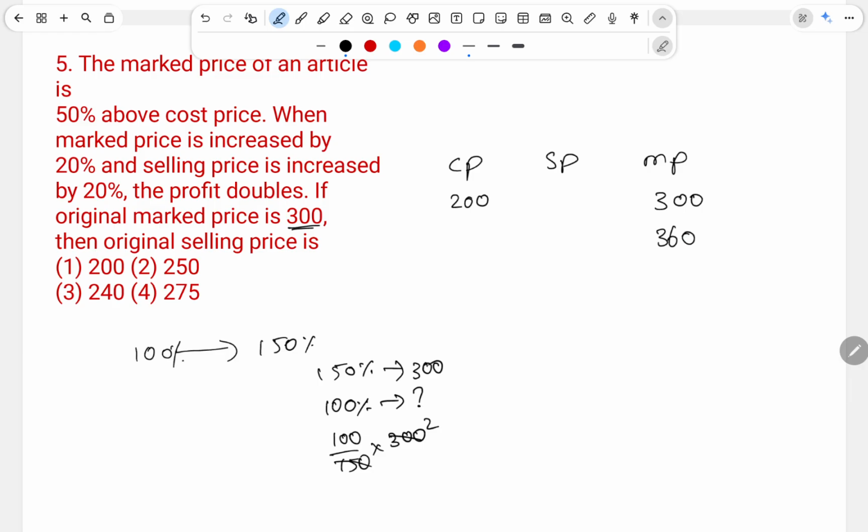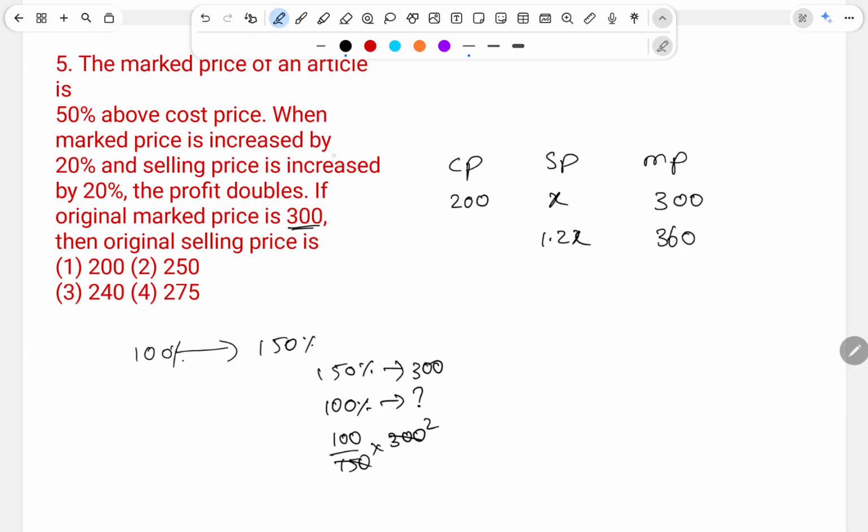Then selling price is increased by 20%. First of all, we don't know what the selling price is here. Let it be X. On X, if 20% is increased, so 120 by 100 is 1.2. So 1.2X. Then if original market price is 300, what is the original selling price?